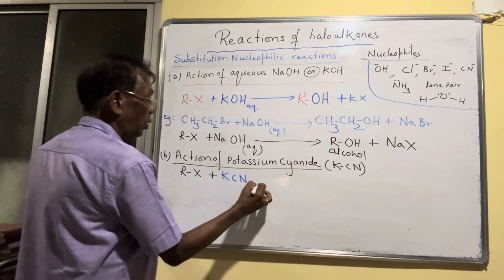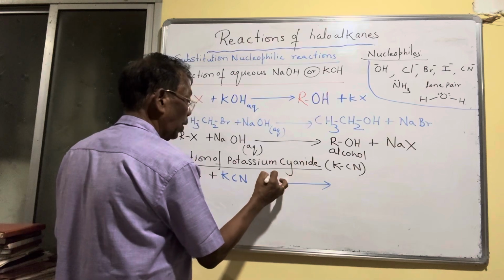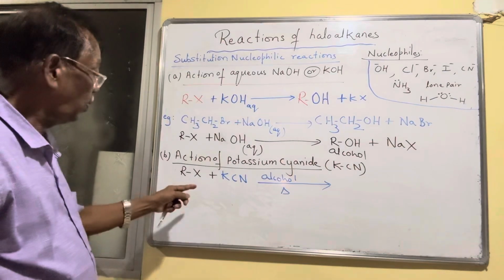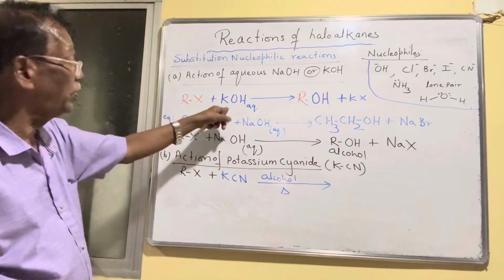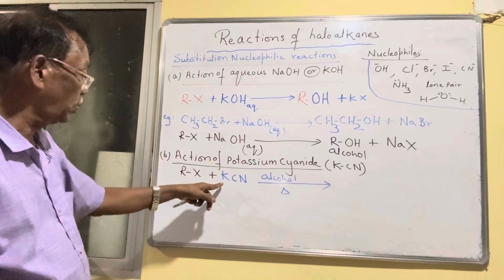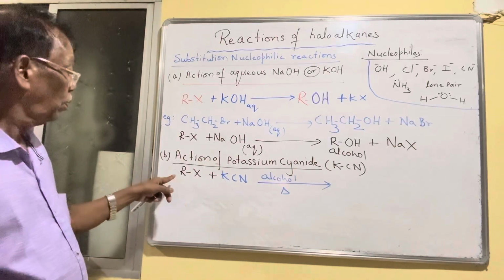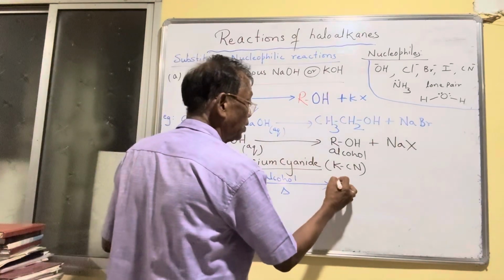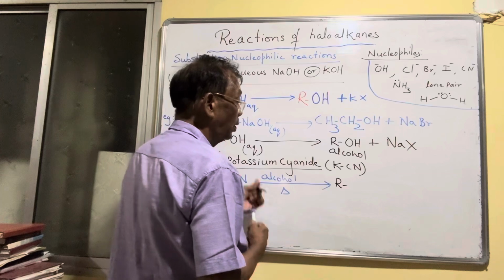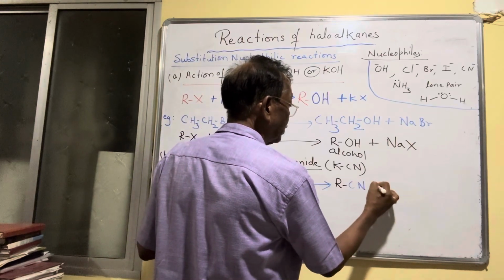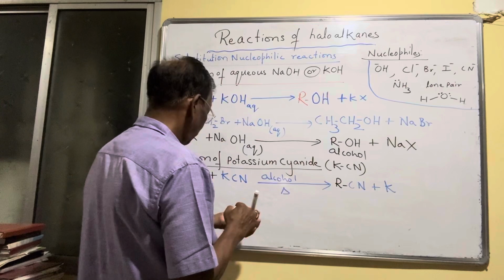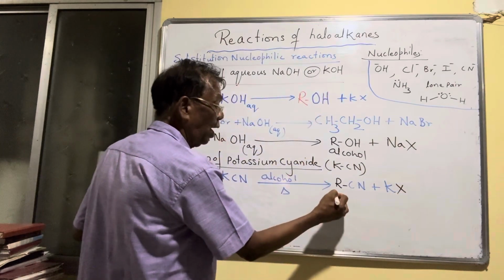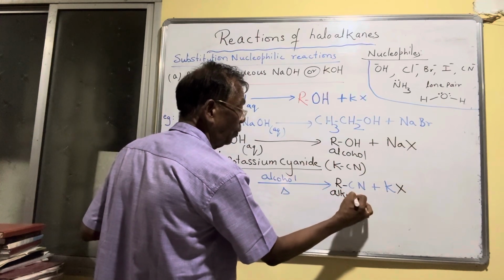KCN, the reaction carried out in alcoholic medium and heat. Easy. See what will go out? You can very well understand. So once you have understood it, now you should also know how to write it down. K will go out as KX. What is left here? R with CN. So you will get the compound R with CN, plus the formation of K with X, KX. Now this is called alkyl cyanide.